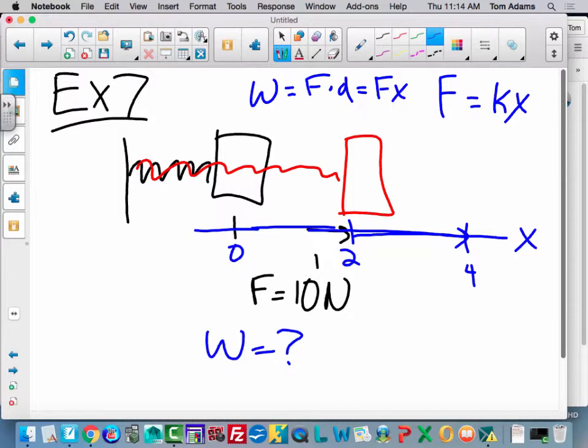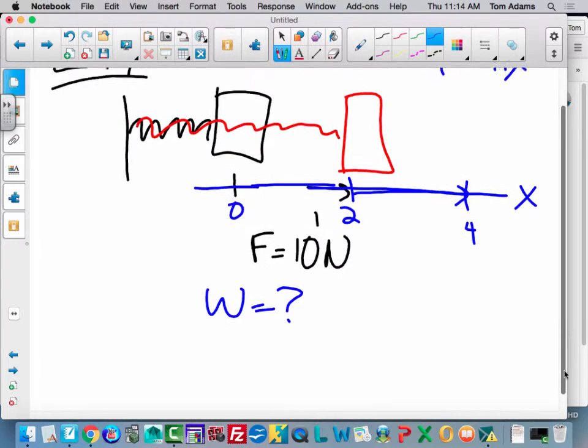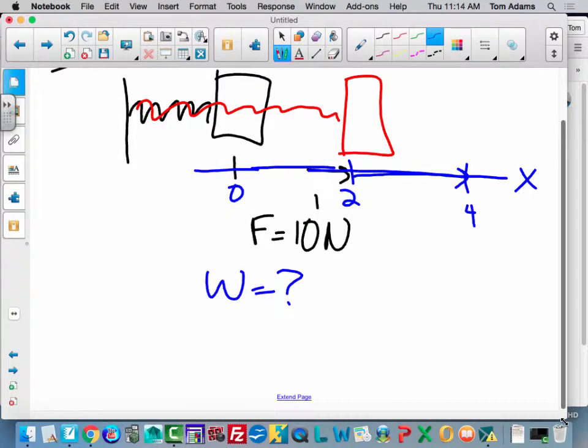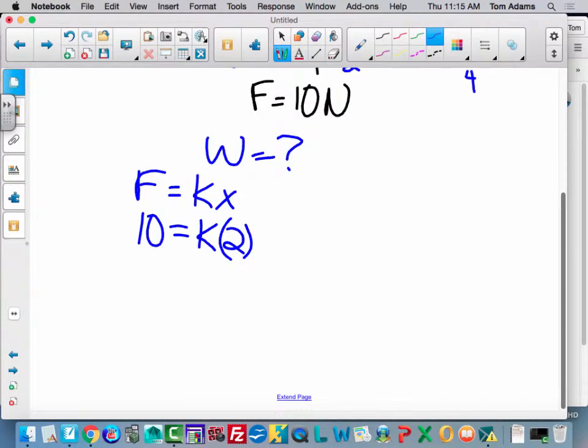So what we want to do is go back and calculate what K is. How do we calculate what K is? Well, K is the constant of the spring. So if F is equal to Kx, and we're told that 10 is the force required to move the object 2 meters, then the constant of the spring is equal to 5. Does that make sense? So then my function of the spring is 5x. That's the amount of force that's applied.